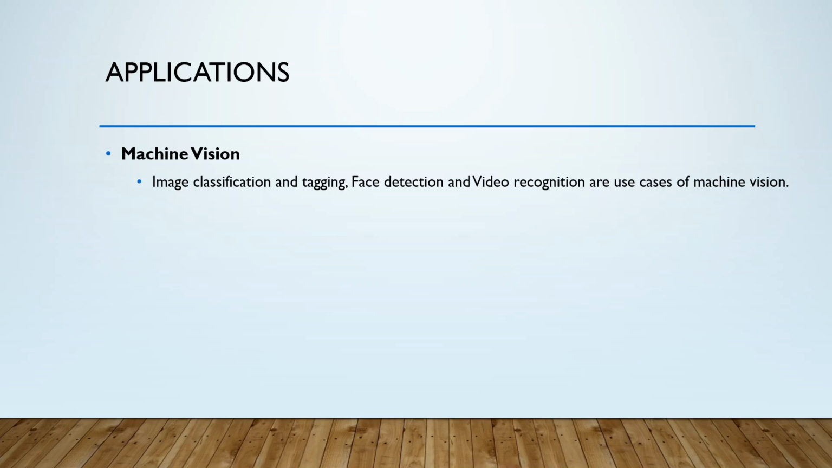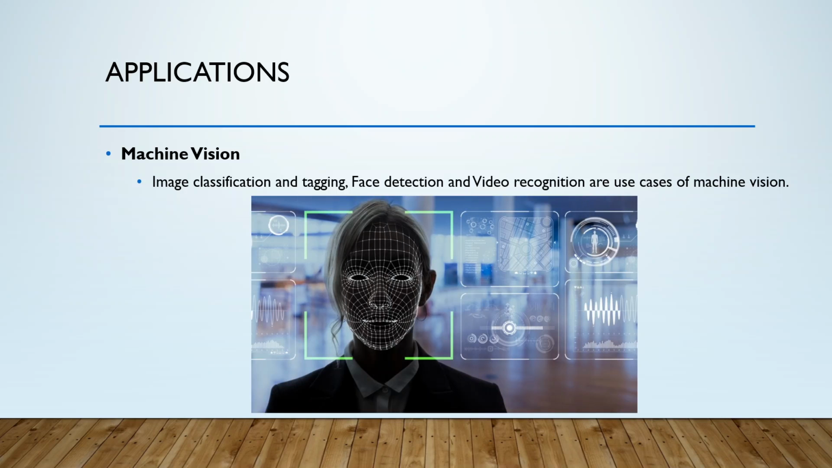Now, what are the applications of pattern recognition? There are numerous applications. One of them is machine vision, where image classification and tagging, that is face detection and video recognition, are use cases of machine recognition. So what is that? Suppose you are given one's face. From that face, you are trying to generate a biometric gate opening system where the gate to an office will be opened only when employees of that particular office visit.